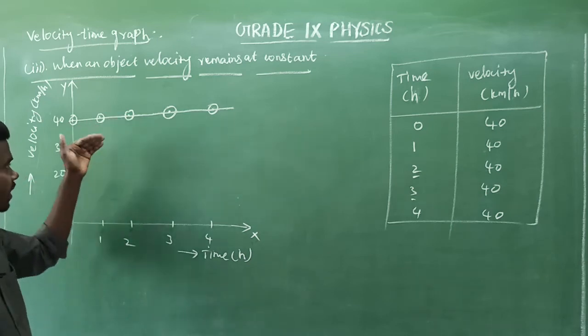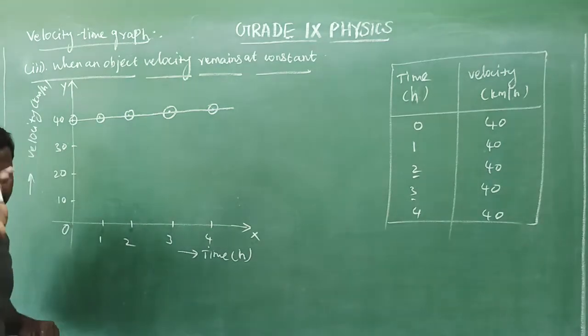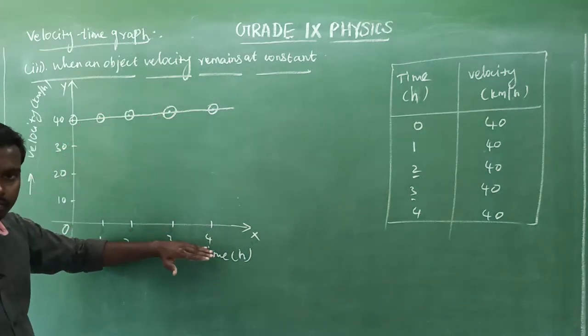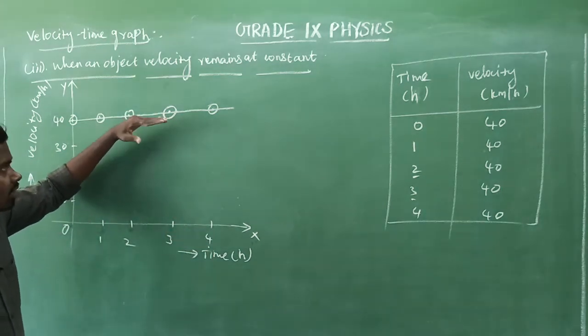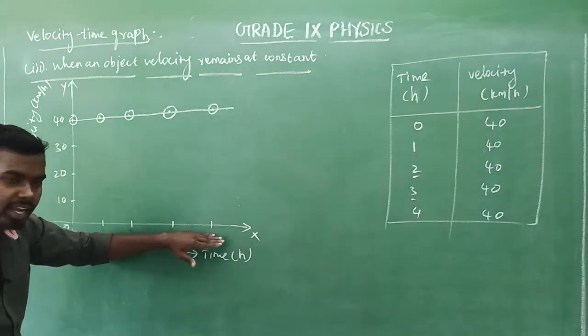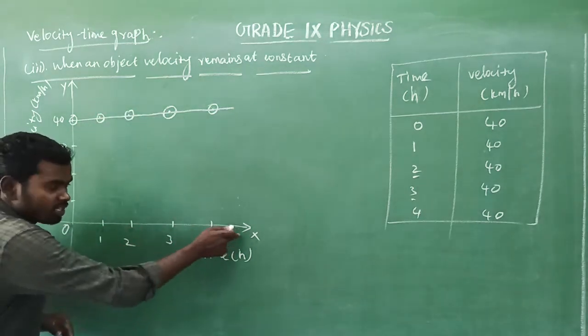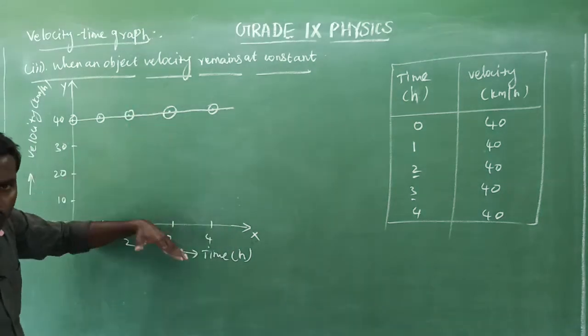Look here, the velocity time graph shows a straight line. This straight line is parallel to the time axis. This is the time axis, which means the x-axis, and this straight line is parallel to it. So both are parallel to each other.